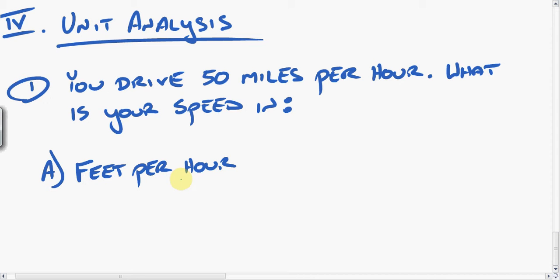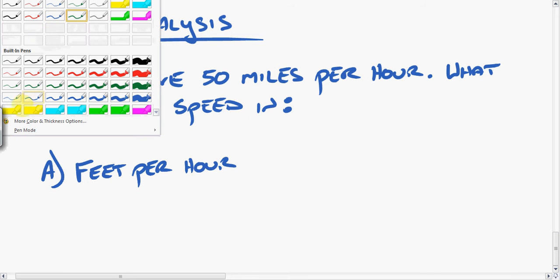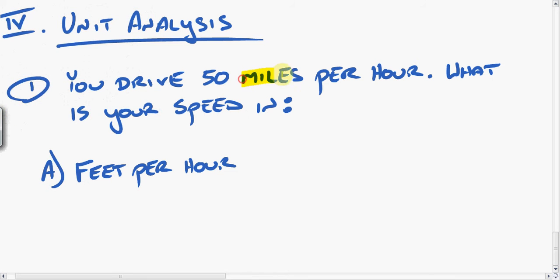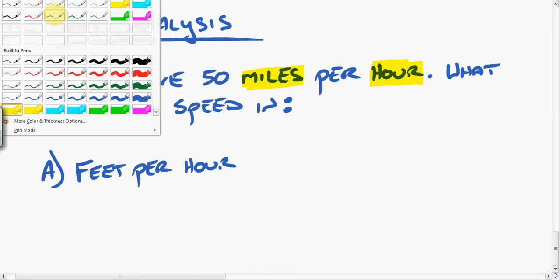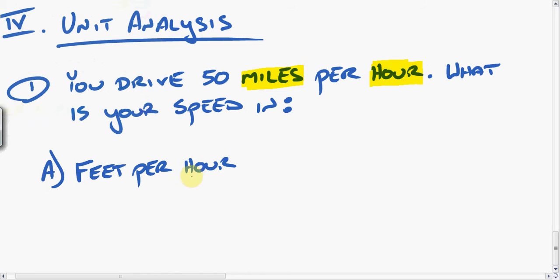So we have our unit analysis. The first is feet per hour. You notice the problem is giving you miles, and it's also giving you hours. So our answer is dealing with hours, which is the same, but instead of miles, we have to convert into feet. So it's a little conversion here. We want to deal with ratios.